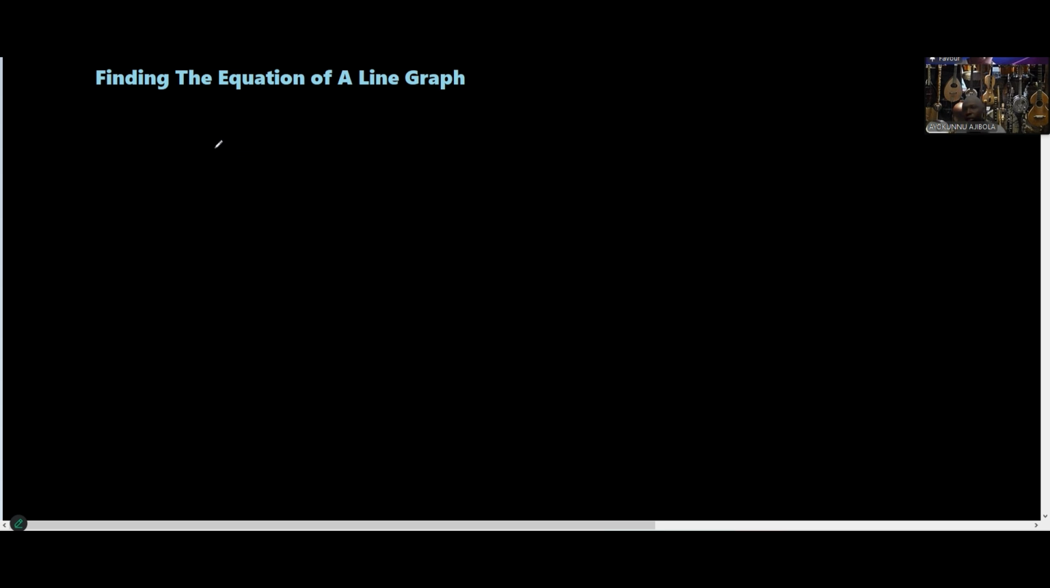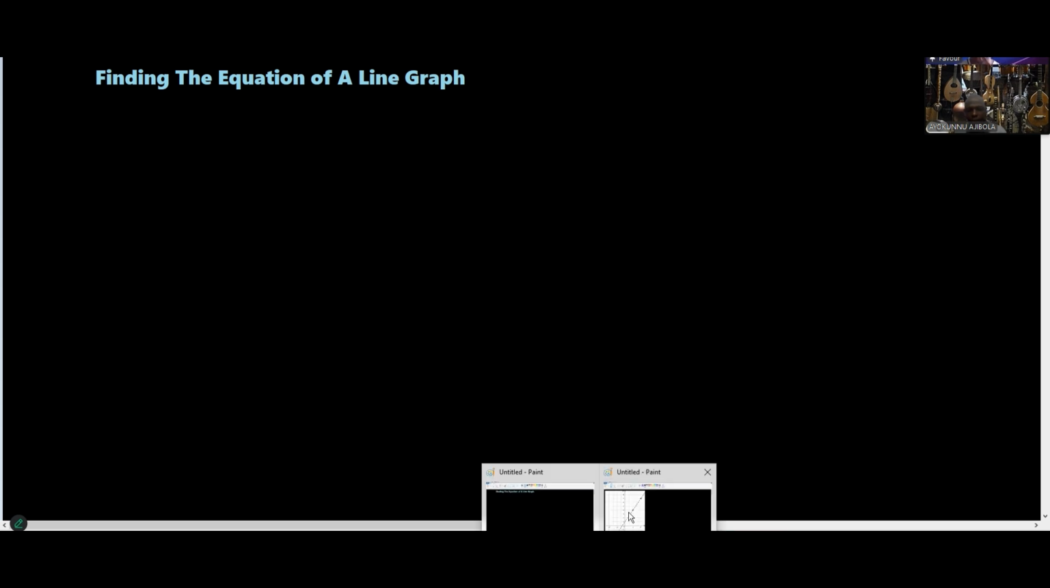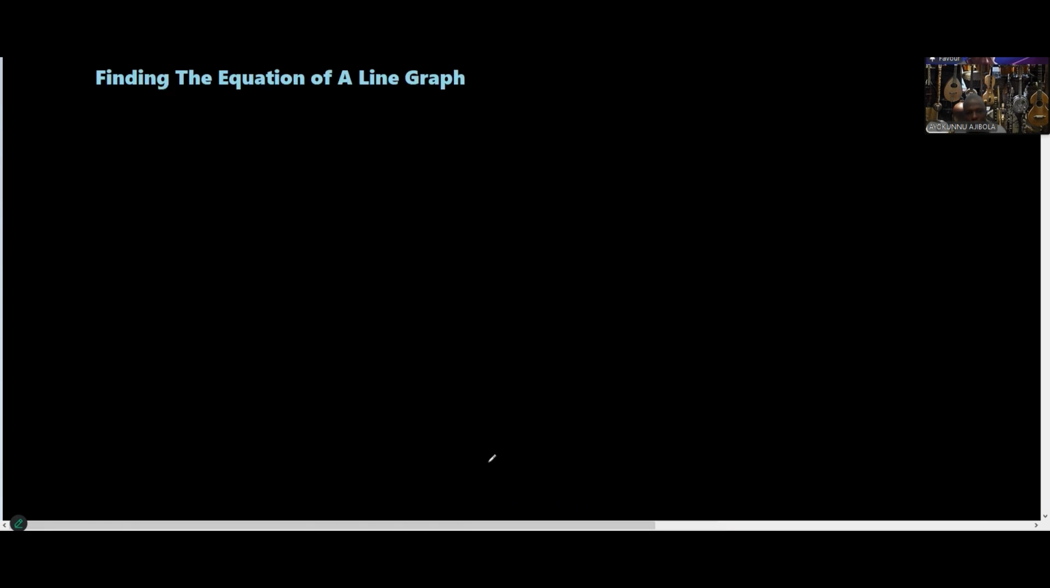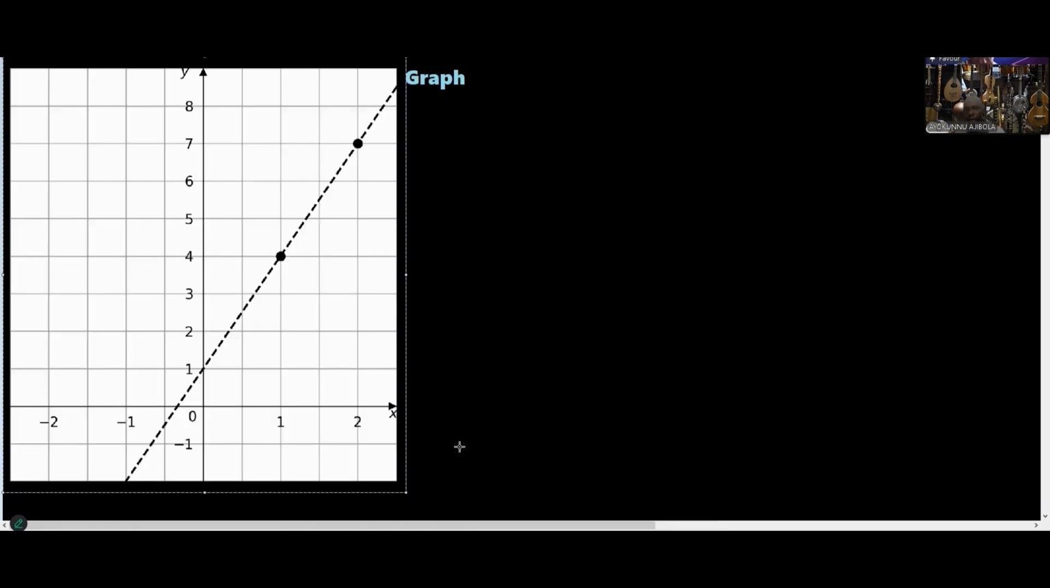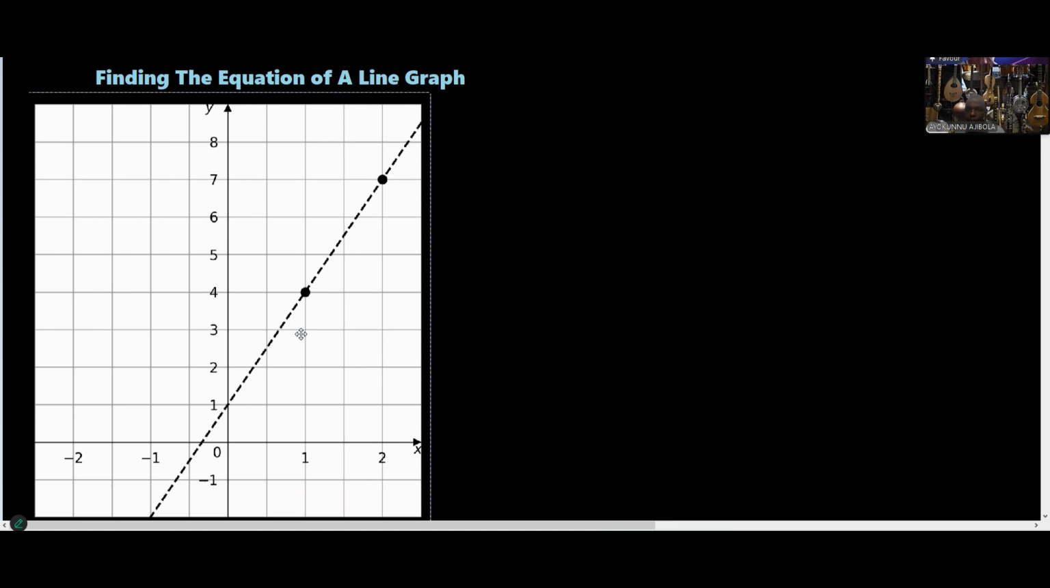Yes. Okay. So having found coordinates, we've learned about finding coordinates. Now we want to talk about how to find the equation of a line graph. Let's say we have a graph, bring the graph up there. So we have a graph like this one. Can you see the graph? Yes. So we want to find the equation of this graph.